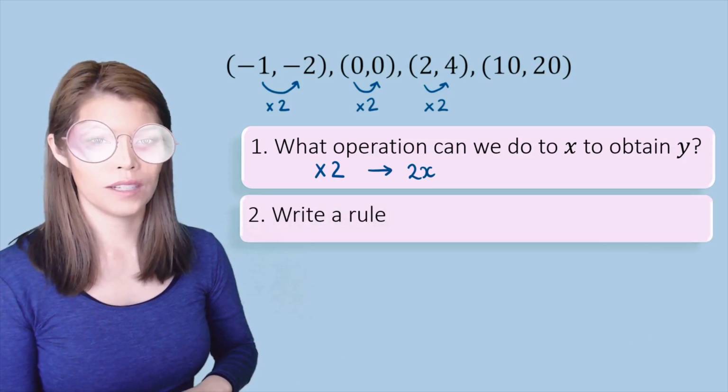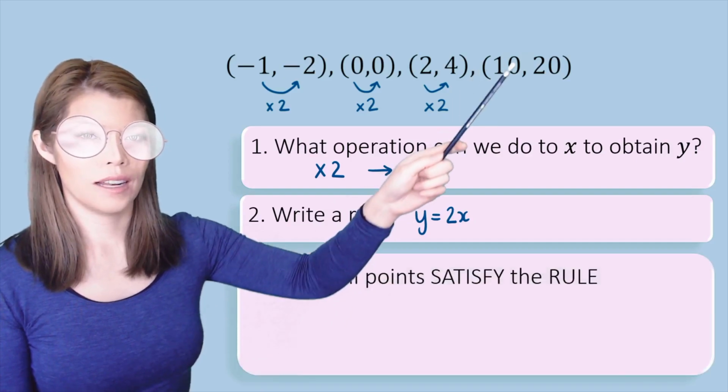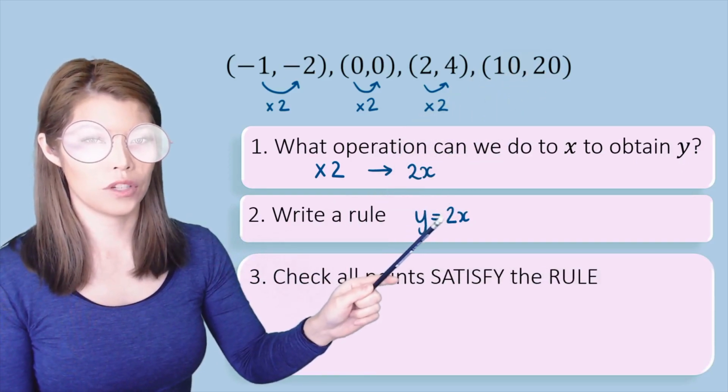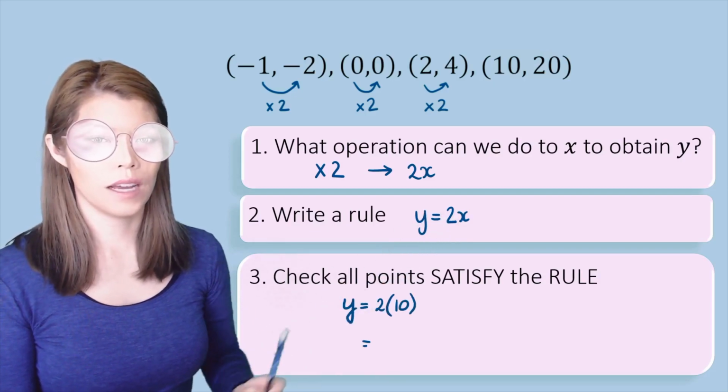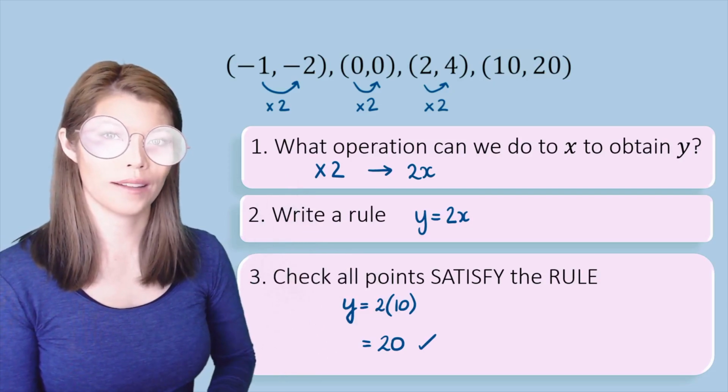And our equation is y equals 2x. And lastly, always check. Let's see, if x is 10, will we get 20? So plug it in or substitute it in there. So 2 times 10, we would get 20. So the rule works. Y equals 2x.